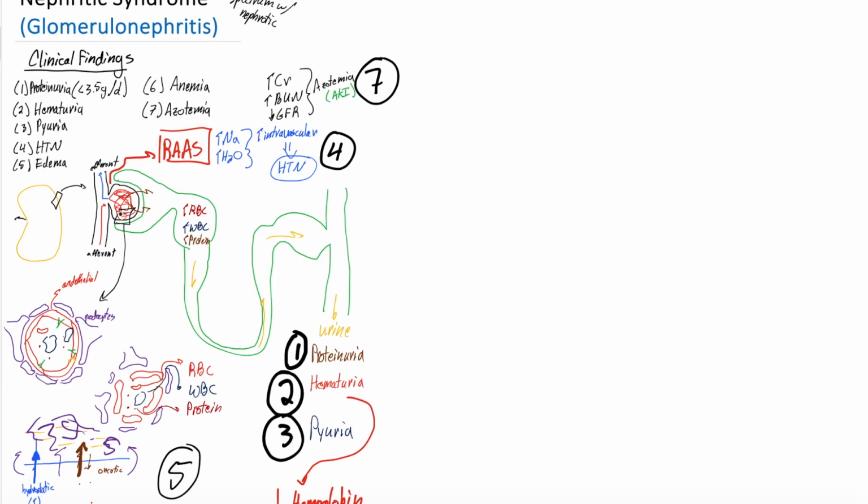Hypertension, because as this glomerular injury progresses, the afferent arterioles get modulated by the Renin-Angiotensin Aldosterone system. This leads to the retention of sodium and water, which increases the intravascular volume and can lead to hypertension. Related to this is edema.